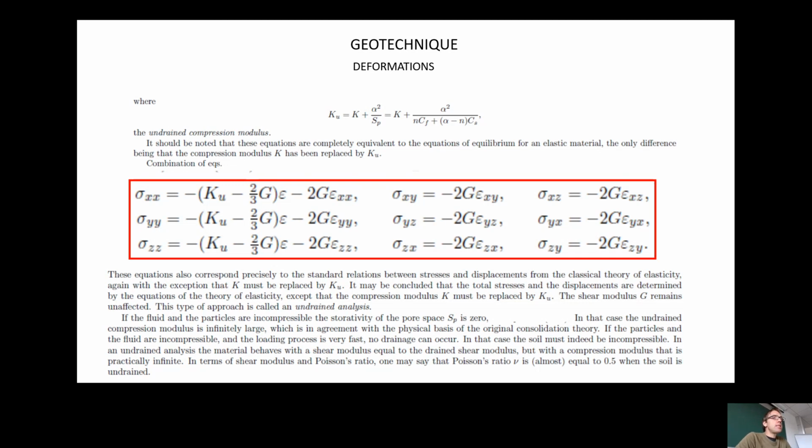It may be concluded that the total stresses and the displacement are determined by the equations of the theory of elasticity, except that the compression modulus K must be replaced by Ku. The shear modulus G remains unaffected, so G remains G. This type of approach is called undrained analysis. If the fluid and the particles are incompressible, the storativity of the pore space SP is 0.